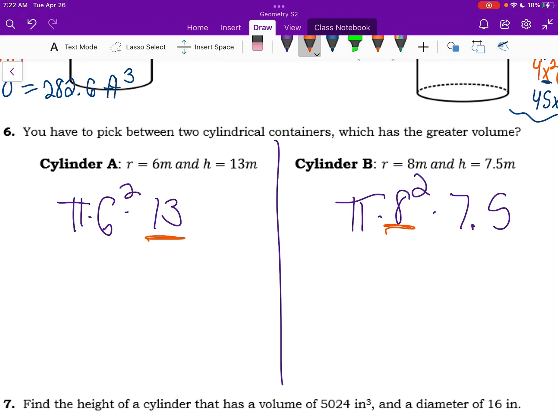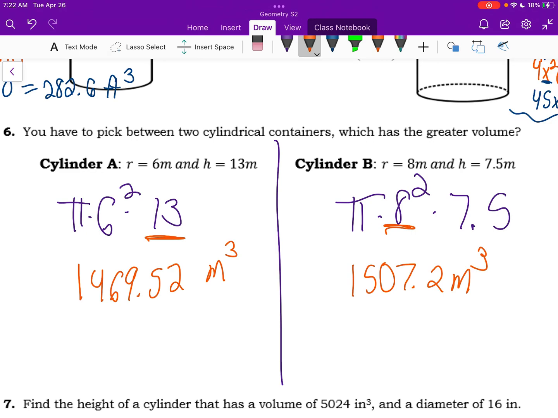So 36 times 3.14 times 13 equals 1,469.52 meters cubed. And the one on the right, 64 times 3.14 times 7.5 is 1,507.2 meters cubed. Okay, so cylinder B with the larger radius can hold more.